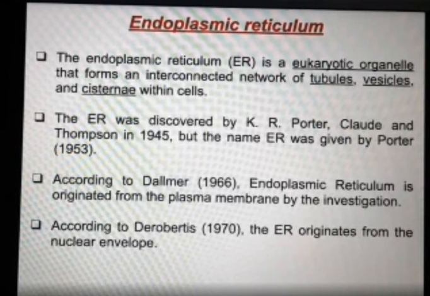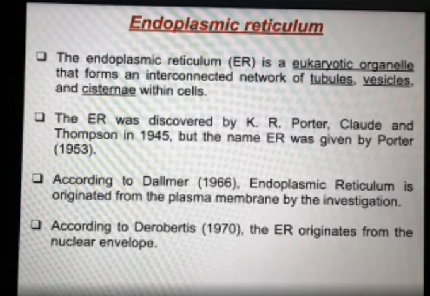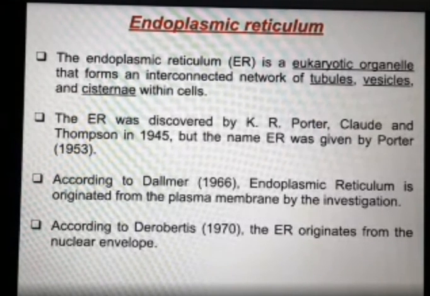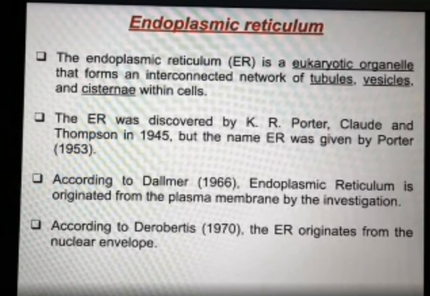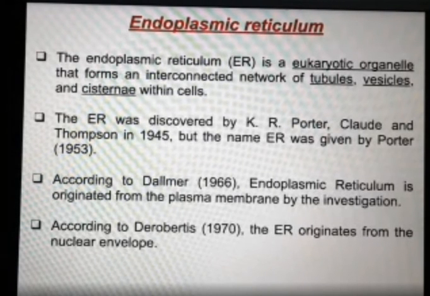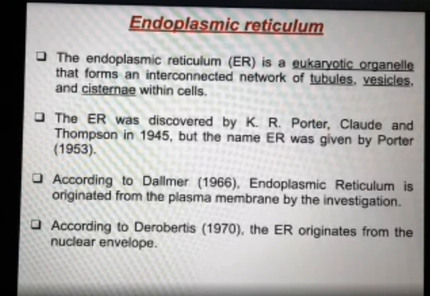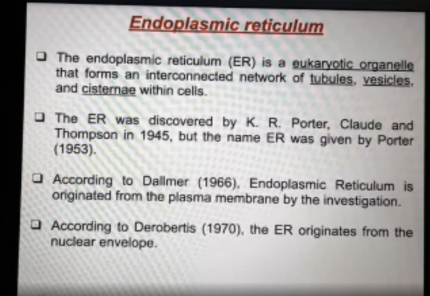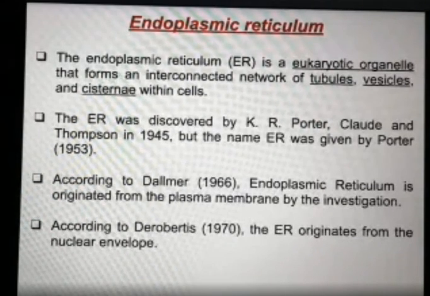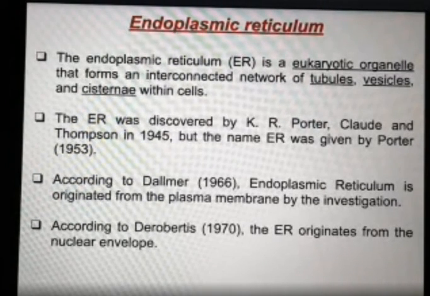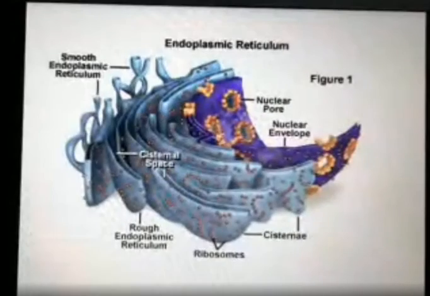According to De Robertis, 1970, the endoplasmic reticulum originates from the nuclear envelope. We have also seen in certain figures that from the modification of the nuclear envelope, some layers of projections were there, and these projections are called the endoplasmic reticulum. Also, the presence of ribosomes denotes the characteristic feature of the rough endoplasmic reticulum.